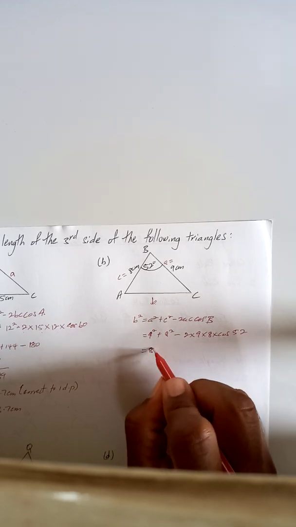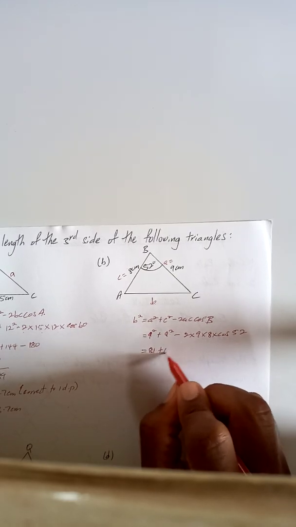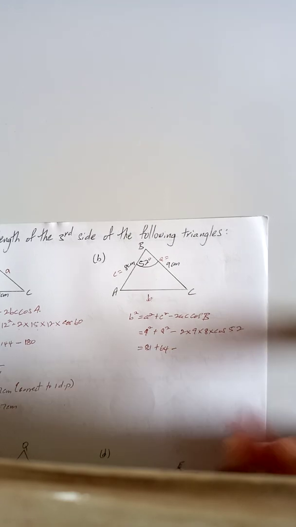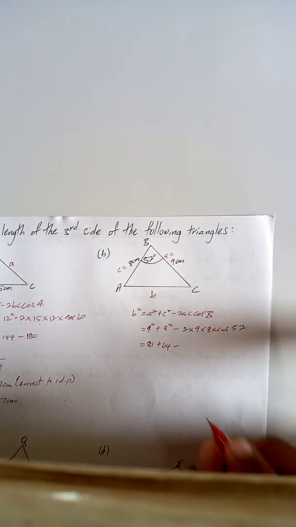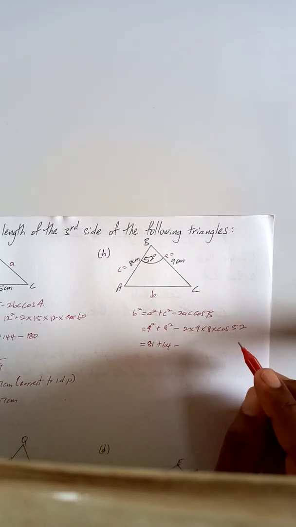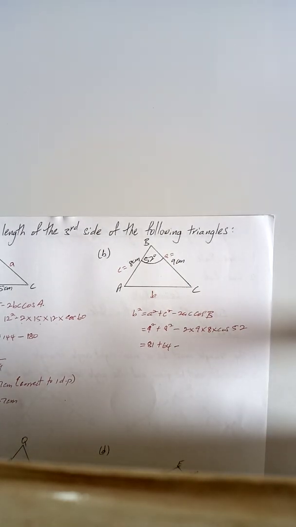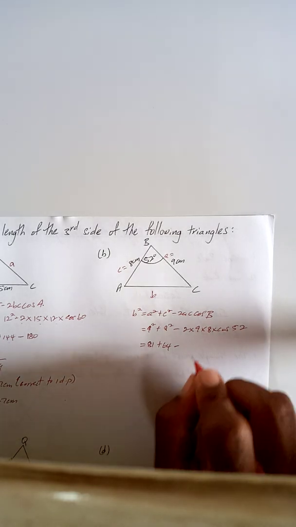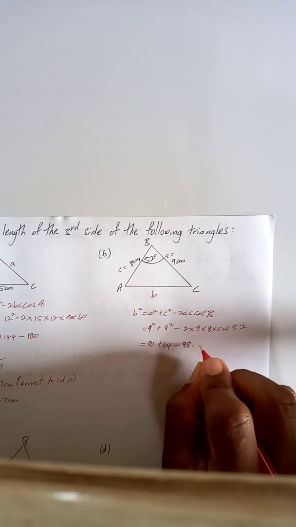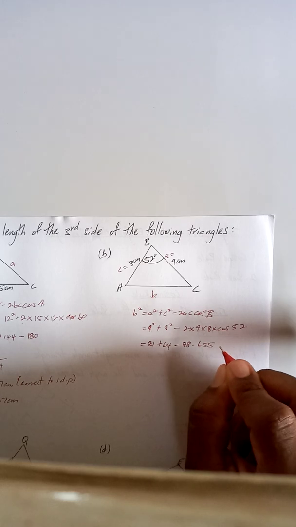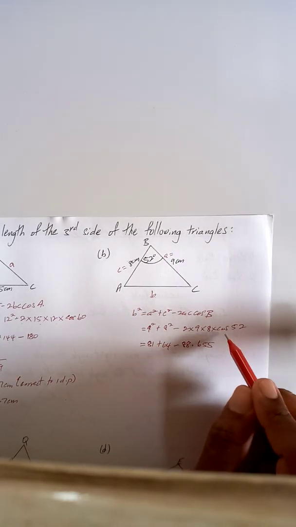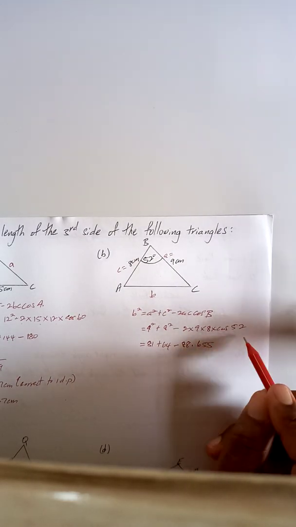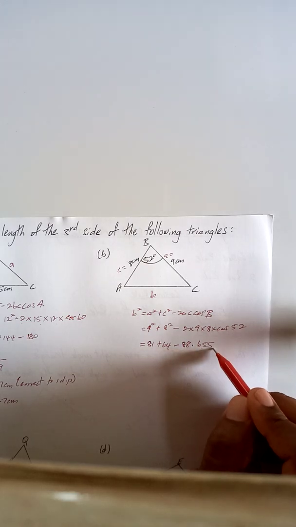9 squared will give us 81. 8 squared is 64. Subtract here 2 times 9 times 8. We'll use our calculator there. Here we have a lot of decimal places. Using your calculator, you should have 88.655. The final answer I'll write to 1 decimal place, but we'll have a lot of decimal places when we multiply, so I'll just write it to 3 there.